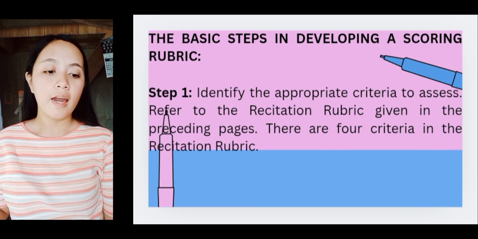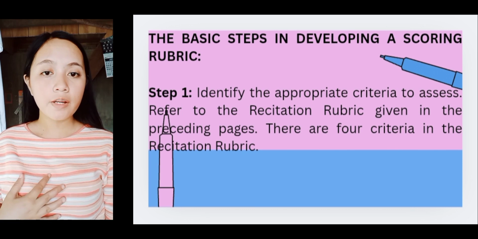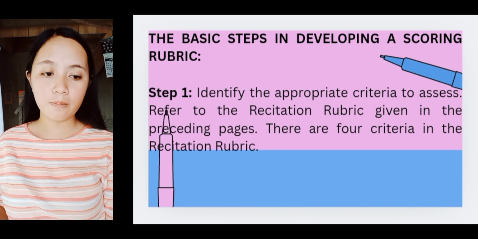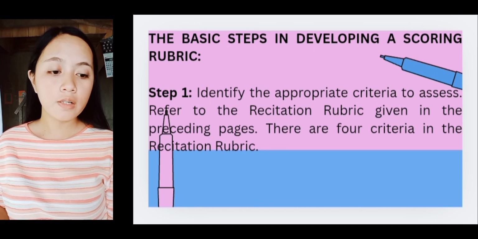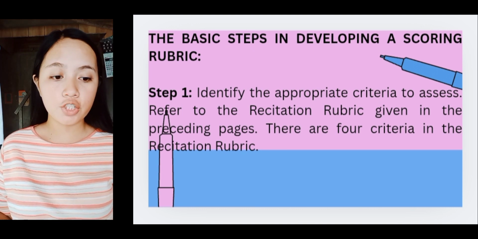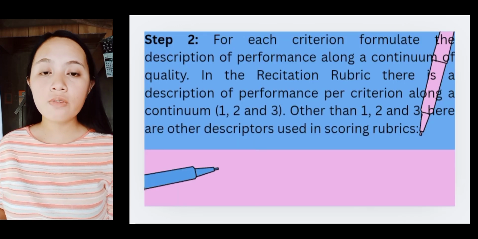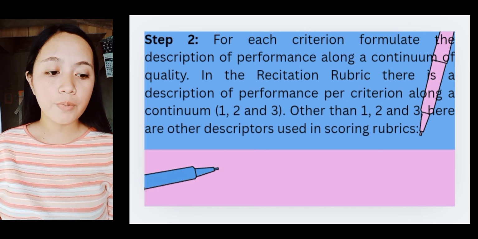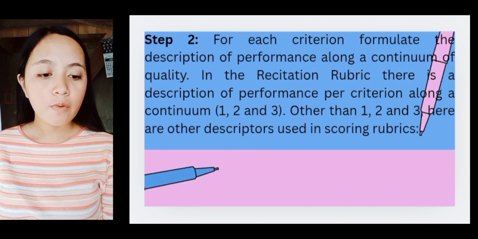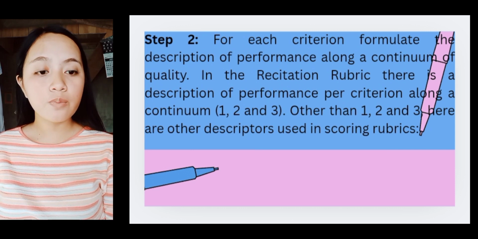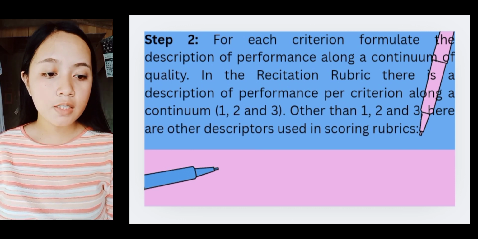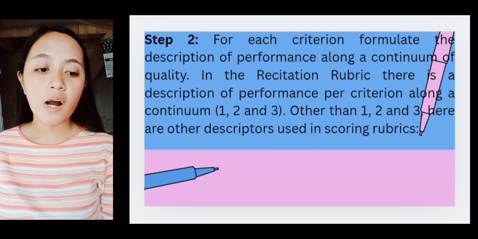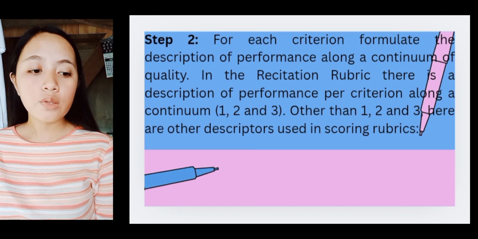Step 1 is to identify the appropriate criteria to assess. Refer to the recitation rubric given in the preceding pages. There are four criteria in the recitation rubric. So let's proceed to step 2. For each criterion, formulate the description of performance along the continuum of quality. In the recitation rubric, there are descriptions of performance per criterion along a continuum of 1, 2, and 3.